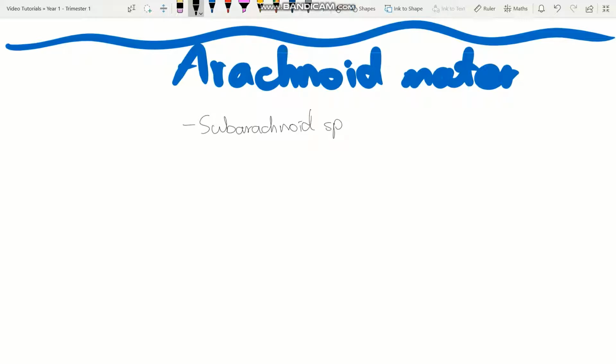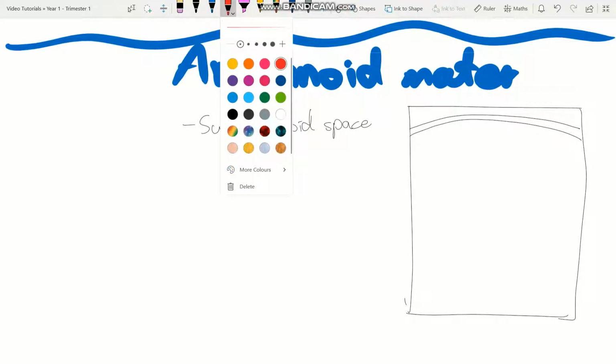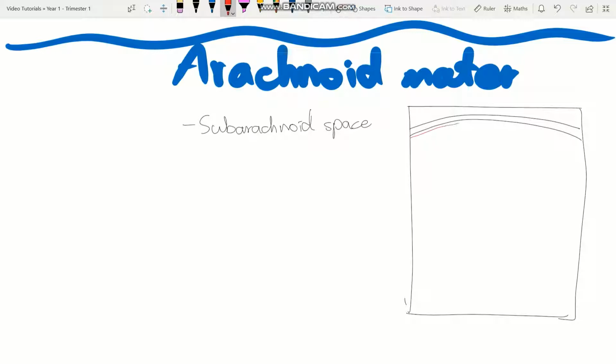Now, this subarachnoid space contains the cerebrospinal fluid. So if we were to take a cross-section of all of the meninges, we would have the fibrous connective tissue of the bilayered dura mater, denoted in black here. Then we would have a very narrow serous cavity, and the red will denote the arachnoid mater.